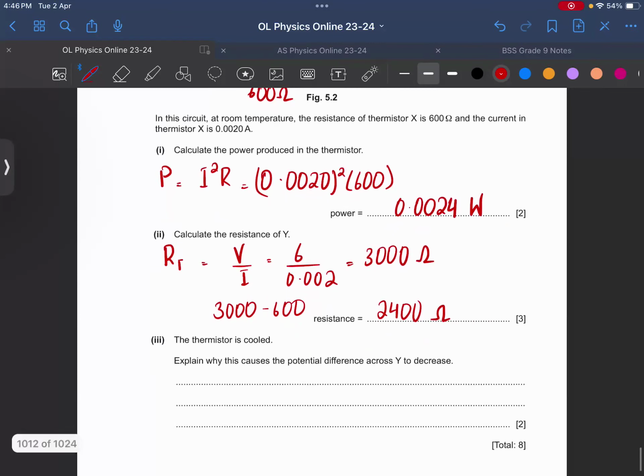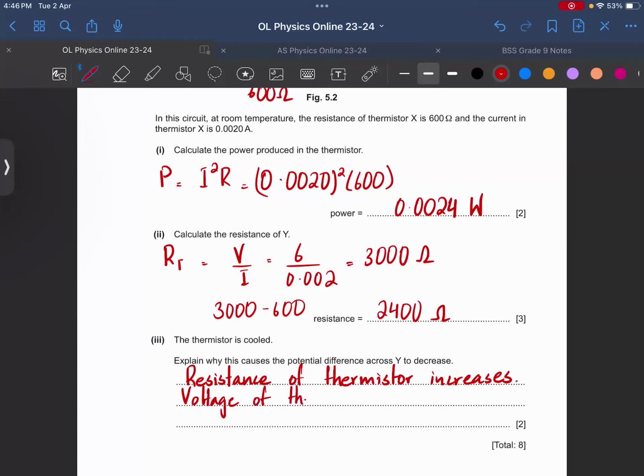So I know the thermistor is cooled. The first thing I will say is that as the thermistor is cooled, the resistance of the thermistor increases. Thermistor and LDR both have negative relationships. What does that mean? That means that if one thing increases, the other thing falls. In the case of the thermistor, if temperature increases, resistance decreases. In the case of the LDR, if light intensity increases, resistance decreases. So resistance of thermistor increases, voltage of thermistor also increases.